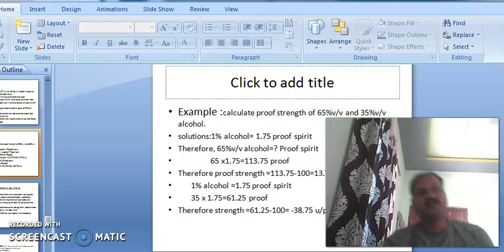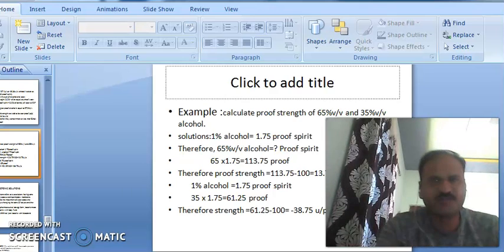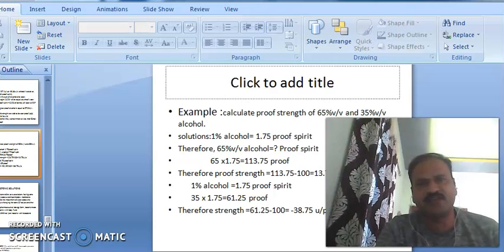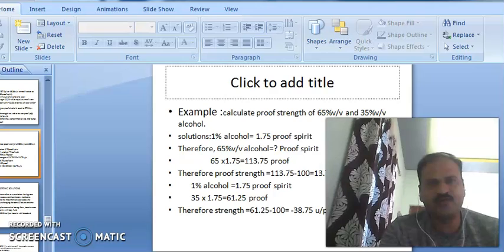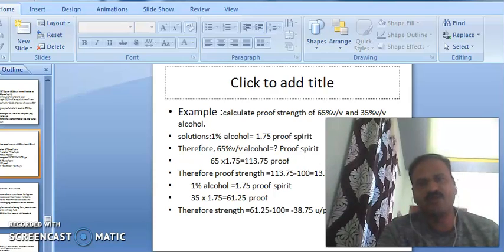Example: let us take an example of how to calculate proof strength for 65% volume by volume and 35% volume by volume alcohol solutions. 1% alcohol is equal to 1.75 proof spirit. Therefore, 65% volume by volume alcohol is equal to how much spirit? 65 into 1.75 is equal to 113.75 proof. Therefore, proof strength is 113.75 minus 100, which gives 13.75. This is overproof.